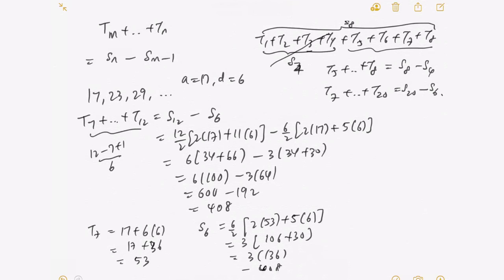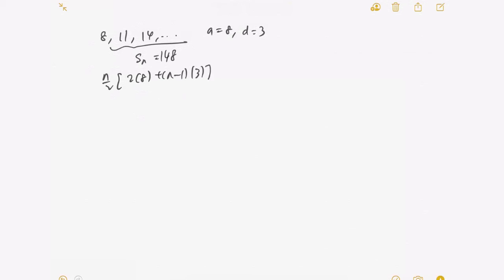Now, sometimes you're given the sum and you have to work backwards to find the number of terms. For example, let's say you have 8, 11, 14, and this sum is 148. So now you'll work backwards and find the value n. We know our first term a is 8, common difference is 3. So use n over 2, 2a plus n minus 1, d is 3, and the result is 148. So this number is a bit big, so we get to times it over. This is 16 plus 3n minus 3.